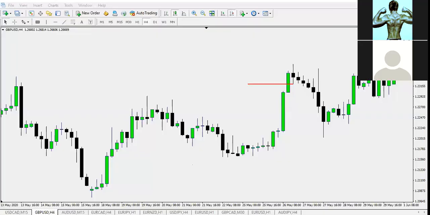can then just watch the recording. So I was explaining that fair value gap. So we've done the source, we've done the breaker.